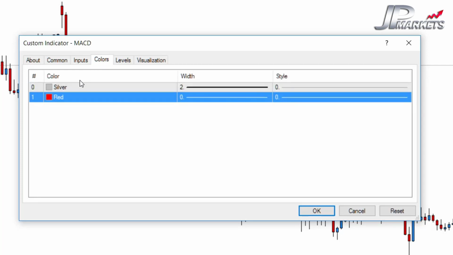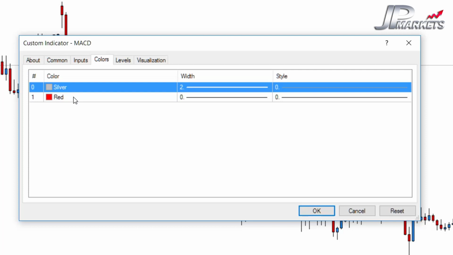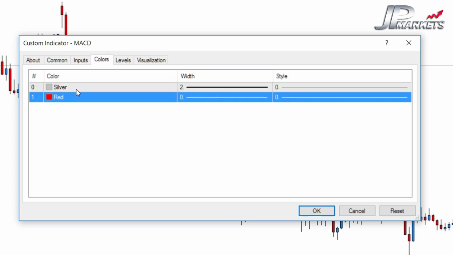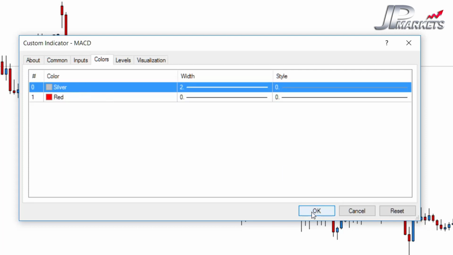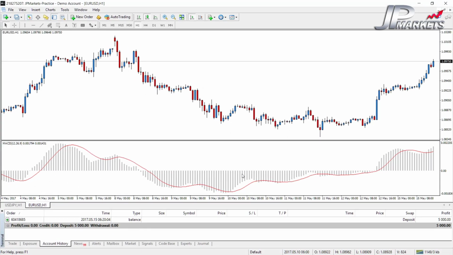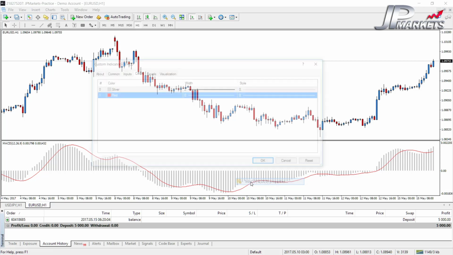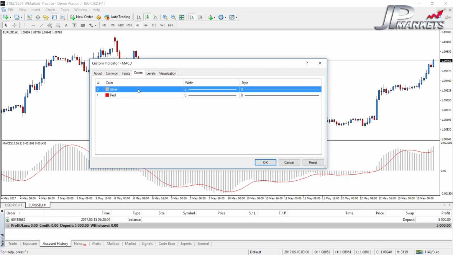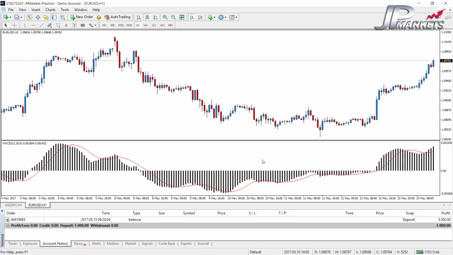Under colors, we can select the color of the bars, and this is the color of the moving average. You'll see if I just click OK, it'll come out as silver. But now the silver is quite hard to see, so I'm going to right click on it, go to properties, and change the silver to black. This should make it a lot easier for you to see what's happening.